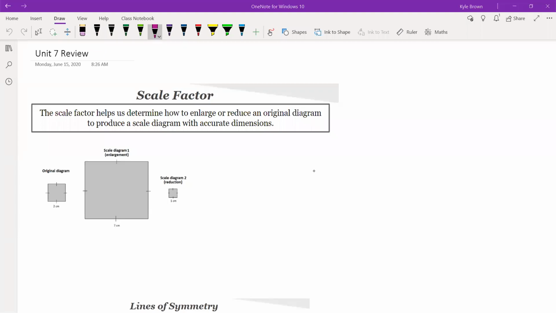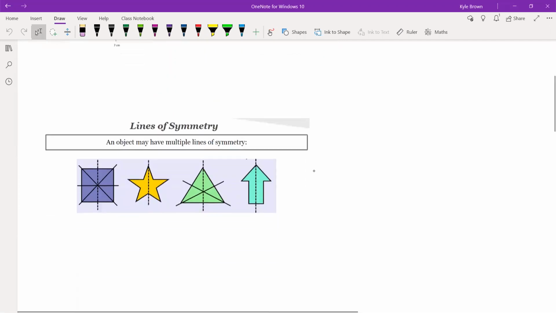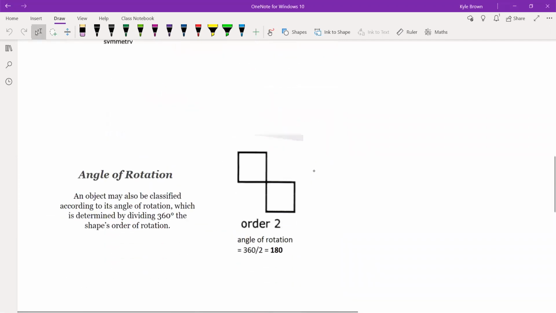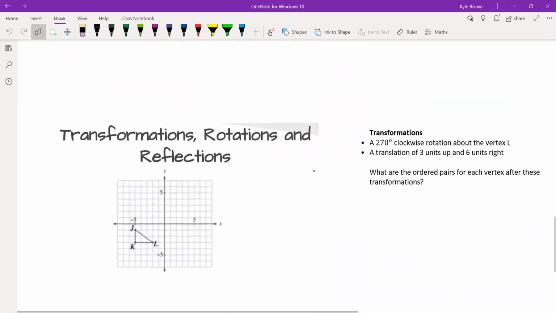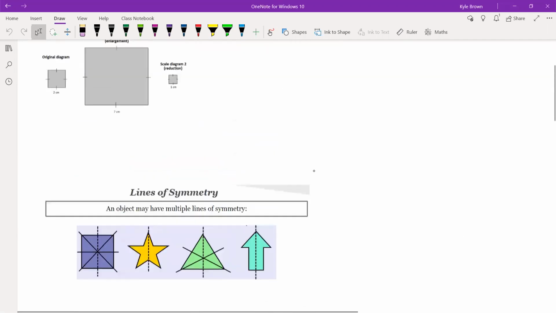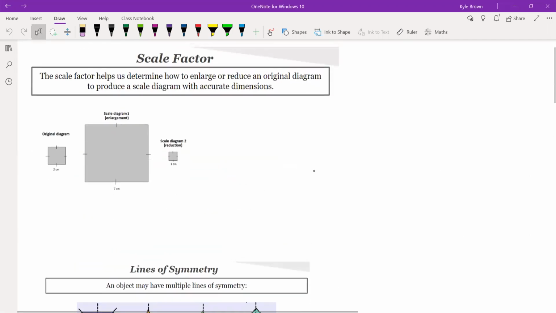All right, Unit 7 review. So scale factors. There's a bunch of stuff in this one, right? We did scale factors. We went through lines of symmetry, order of rotation, angle of rotation, and then just in general, transformations, rotations, and reflections, like on a Cartesian plane like this. So I'm going to go through with the assumption that everybody kind of remembers a bit of this. So it's just going to be a review. I won't be explaining it from step one again.